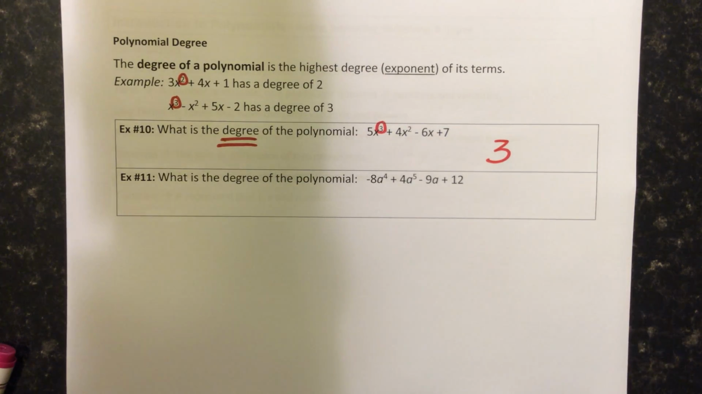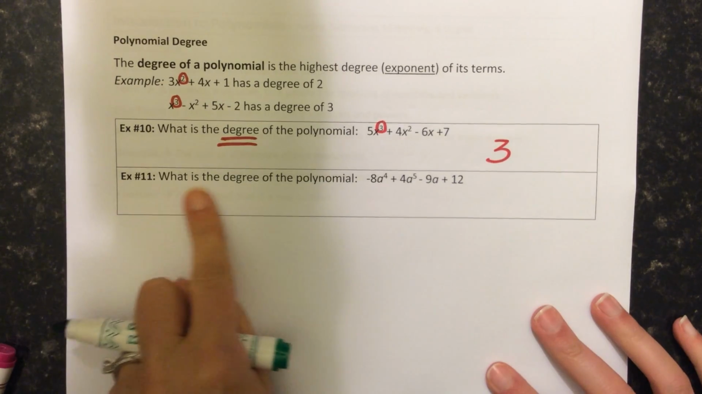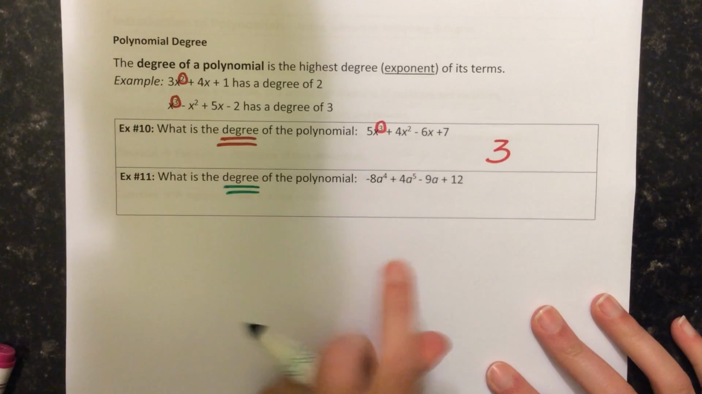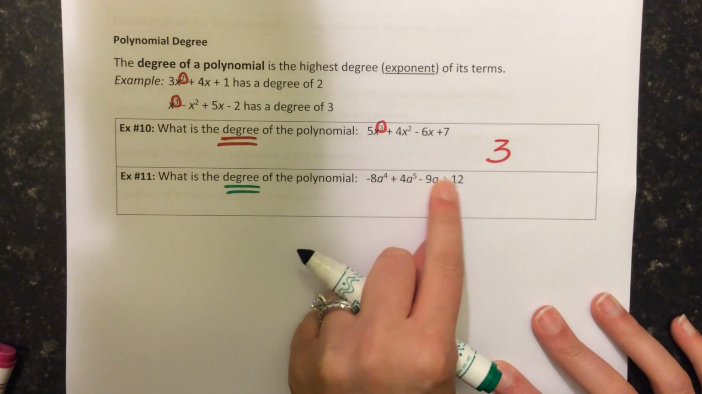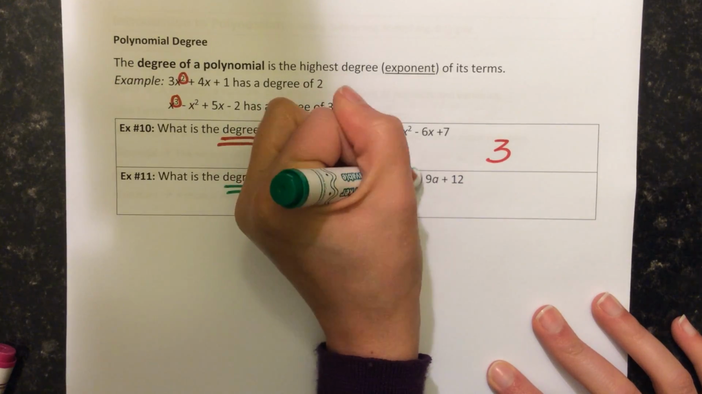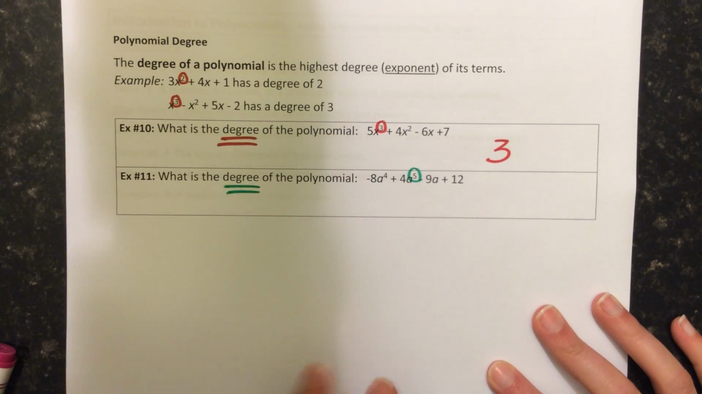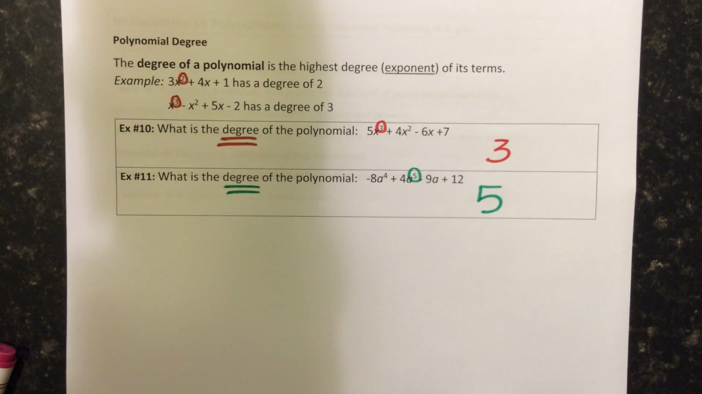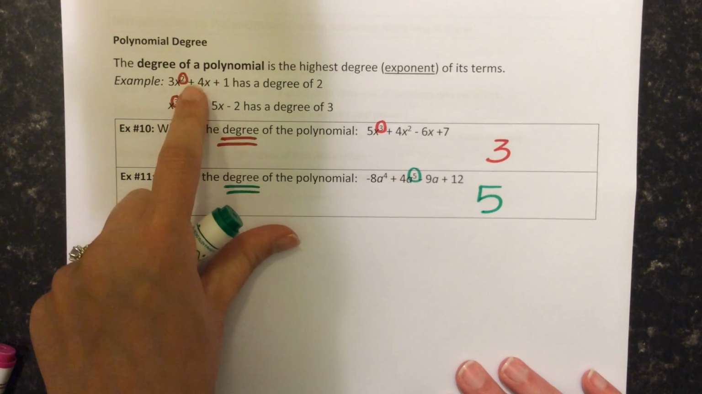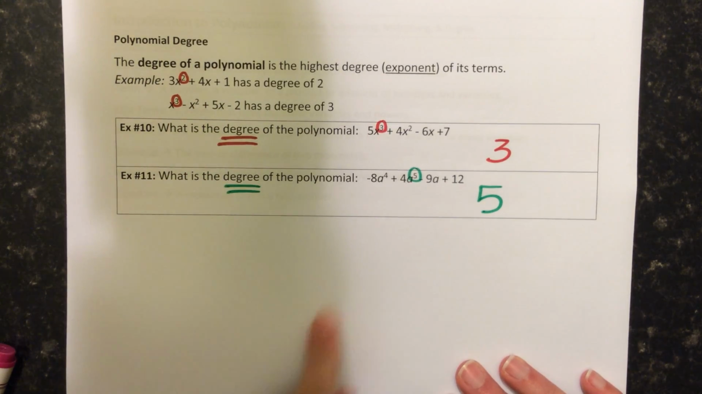All right, now example 11 is trying to trick you. What is the degree of the polynomial? You might be tempted to say 4, but if you keep looking, 5 is actually the higher exponent. All right, so my answer here would be 5. This is a degree of 5. So don't get too comfortable here. It's not always the first exponent that you see. You really need to make sure that you look through.